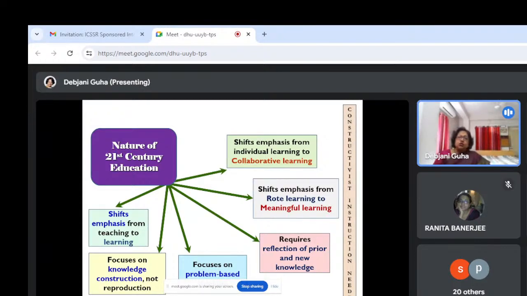In this changing scenario, constructivist instruction is needed. So I think that we use artificial intelligence in our everyday lives. So why should we not take advantage of it in the field of education?